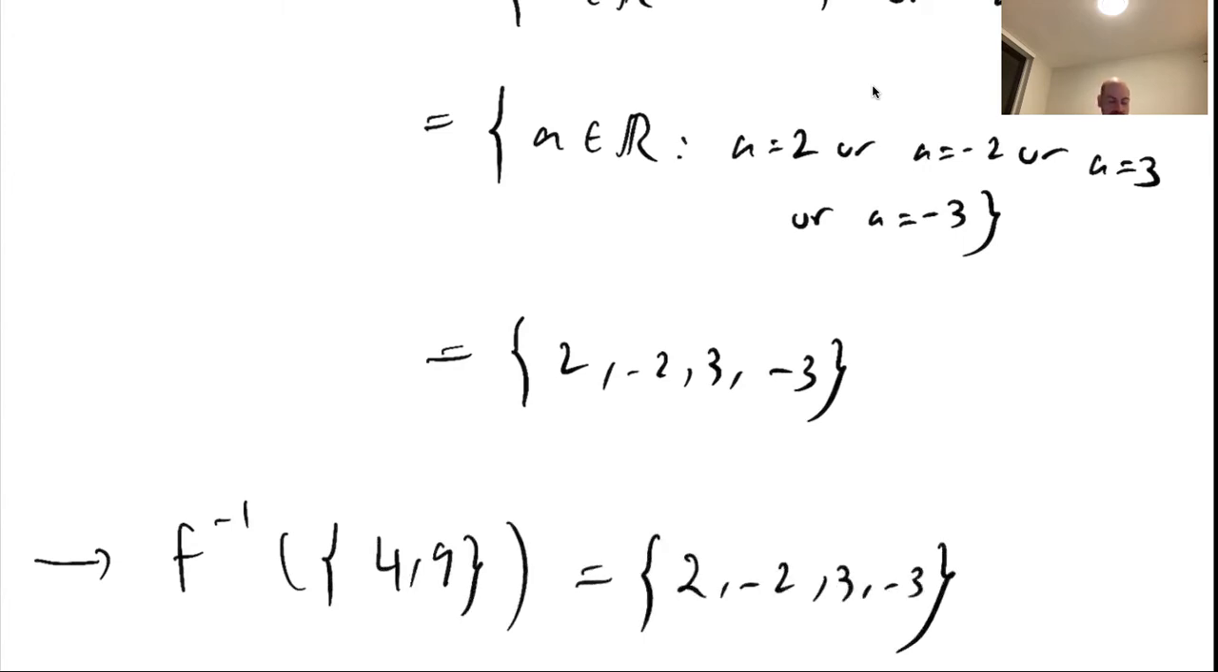So again, I repeat one more time. F inverse of a set is also a set. It is in fact a subset of the domain. Which subset of the domain? A subset containing all elements which are going to be mapped to something inside your set, which is in this case {4, 9}. Well, 2 is mapped to 4, minus 2 is also mapped to 4, 3 is mapped to 9, and minus 3 is mapped to 9. So these 4 elements will be f inverse of {4, 9}.